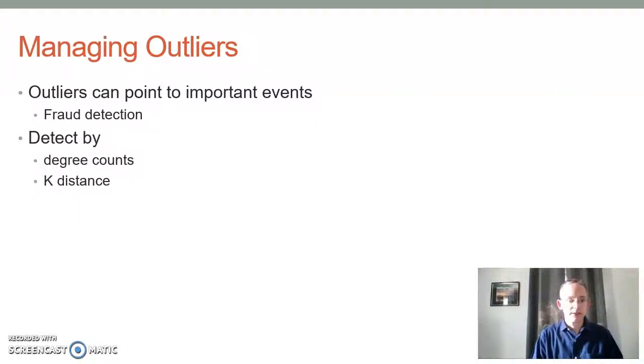And then finally, you just have to manage your outliers. You've got some things that are going to happen, important events. Outliers can point to important things like fraud. They can point to anomalous behavior that in itself might be something to track only because it's outside of the model. And so what you do is you detect those basically by degree counts and by the k distance, doing your k-means algorithms. So you can either choose to ignore it based on what you're looking at and what the question is, or you can choose to pay attention to outliers because maybe that's what you're actually looking for. Who doesn't fit the pattern here?